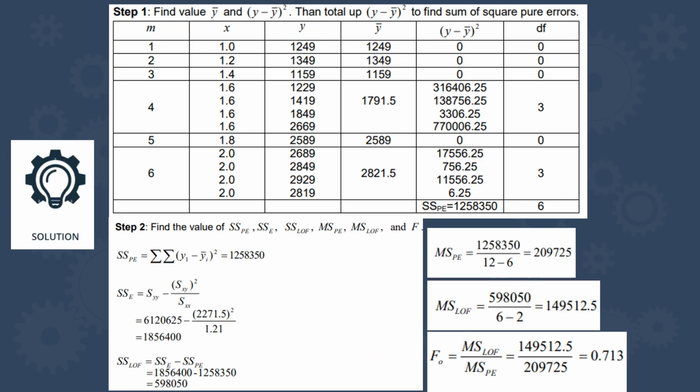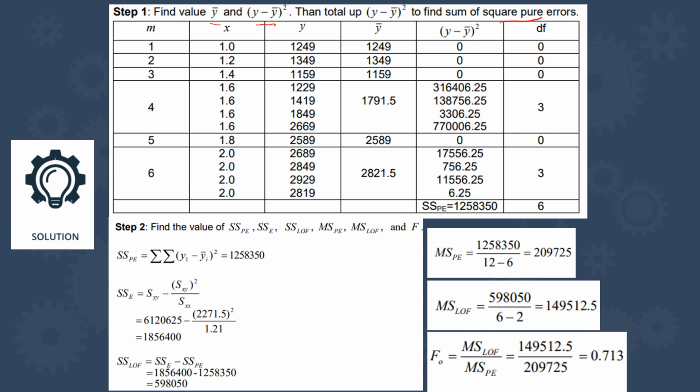Alright, let us see the working or solution for the lack of fit test in order to perform the hypothesis testing. So the first step is we start to find the value of y bar and y minus y bar square in order for us to find the sum of square of pure errors.